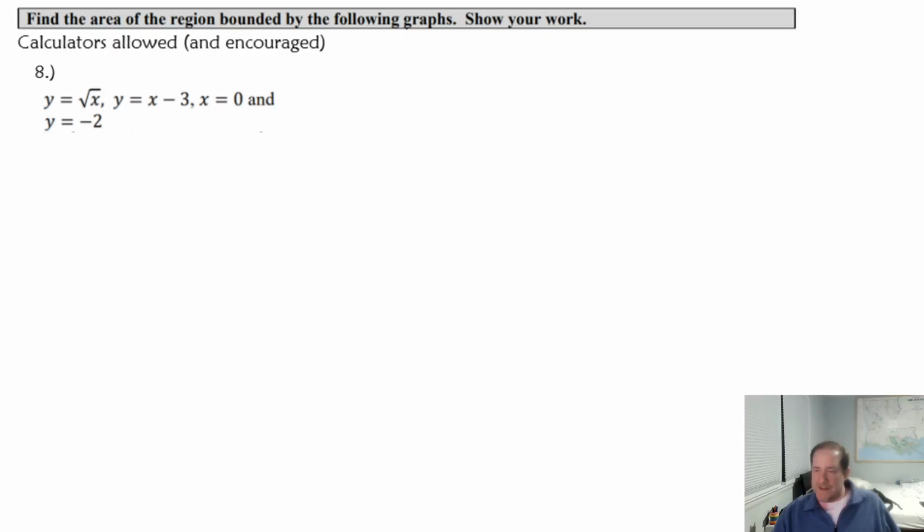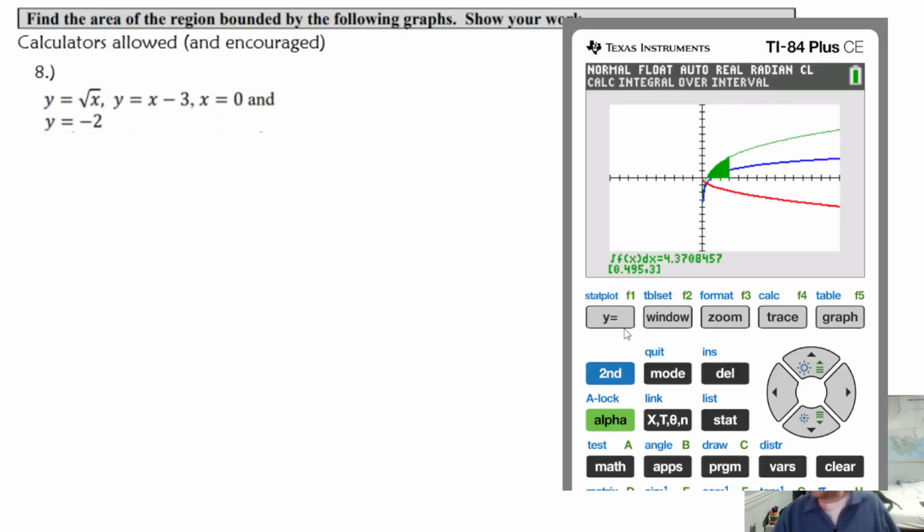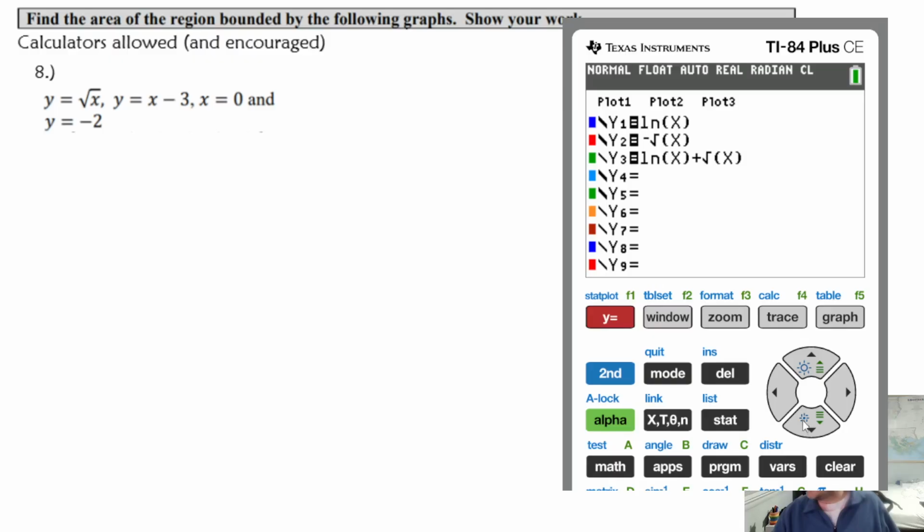So looking at 8. Again, I've got a bunch of functions. Let's just plug them in. Go to y equals, clear out all this detritus, and start over. We're going root x. That's a function. We're going x minus 3. That's a function. Then we've got x equals 0.